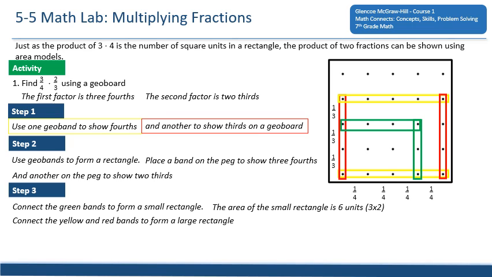Remember, we're looking at the spaces between the pegs, not the pegs. Connect the yellow and red bands to form a large rectangle. The area of the large rectangle is 12 units, or 4 by 3. So 3/4 times 2/3 equals 3 times 2 over 4 times 3, or 6/12. And if we simplify that with the greatest common factor of 6, we'll get 1/2.